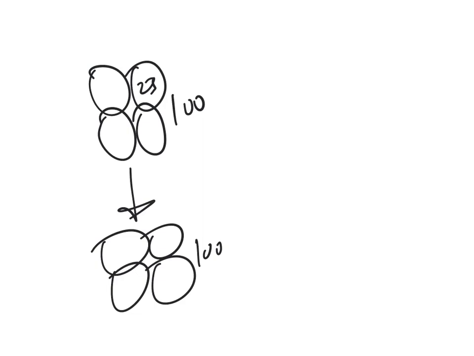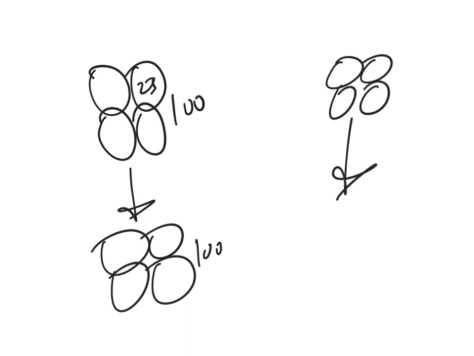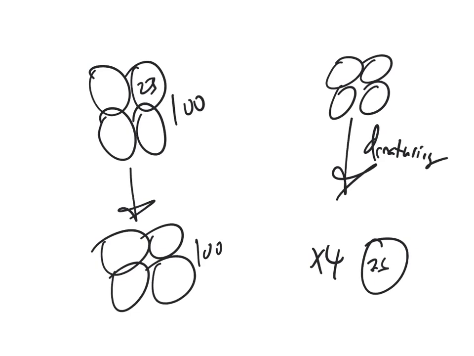Once you heat it though, or add SDS or do some sort of denaturing, this is going to fall apart into 4 of these. So now the weight of your structure is only going to be 25, what you see on the band, versus over here where you didn't do some sort of denaturing, you'll end up with a band at 100.